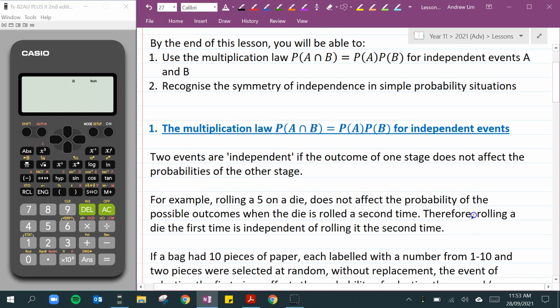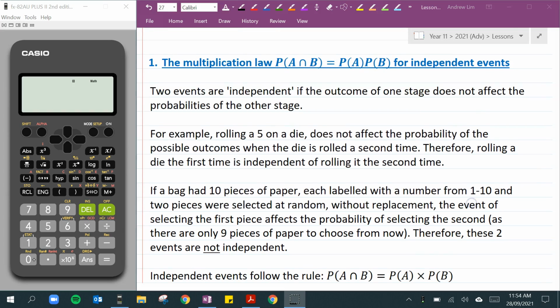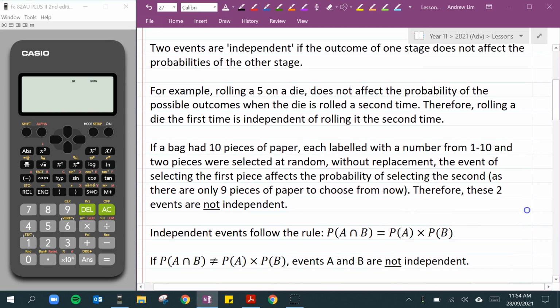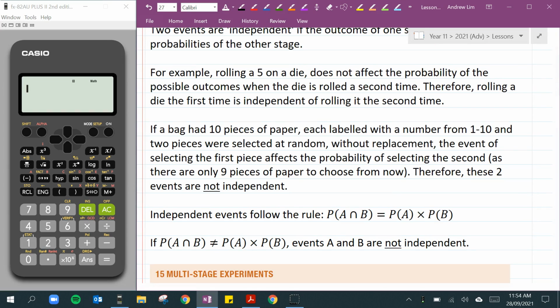So let's have a look at the first part of this lesson, the multiplication law. Two events are independent if the outcome of one stage does not affect the probabilities of the other stage. For example, rolling a 5 on a die does not affect the probability of the possible outcomes when the die is rolled a second time.